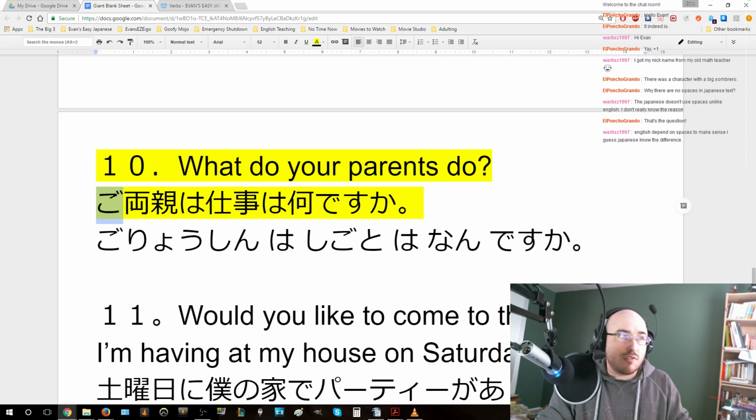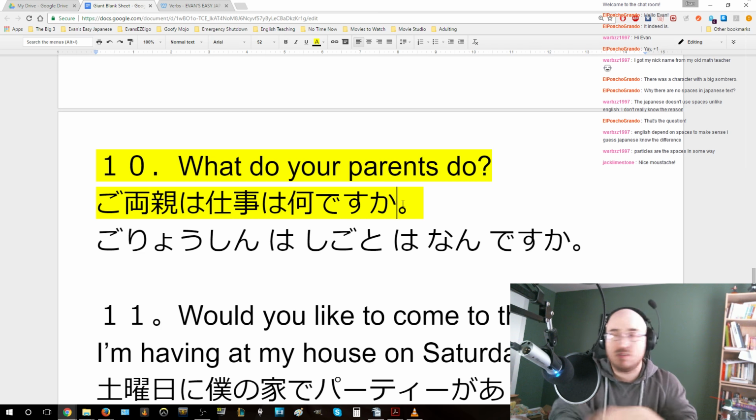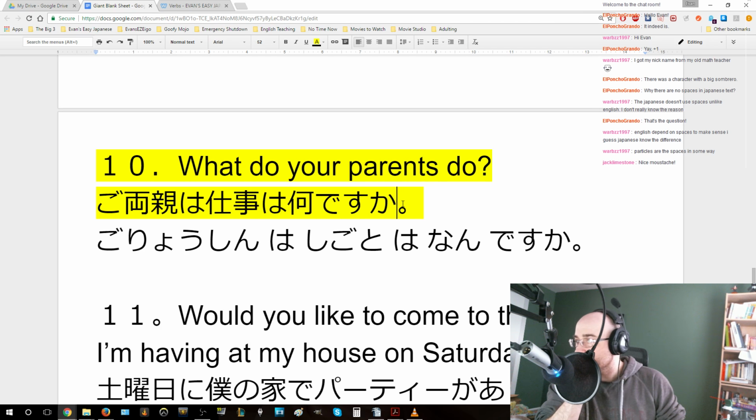Go, if you know your grammar, just means the beginning of some polite thing. Kanji, so that's a word, particle, word, sentence ending. Boom. You don't even need the spaces. Japanese doesn't use spaces like English. I really don't know the reason. It's just they never had a reason for it.